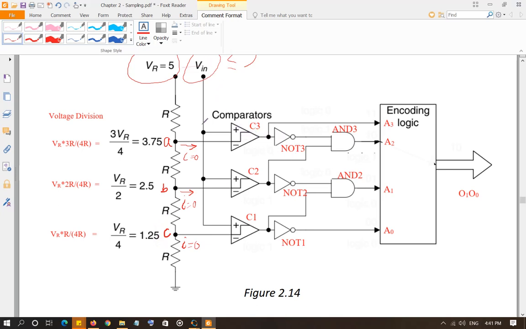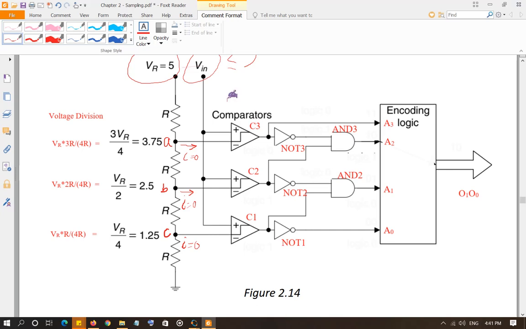Basically, comparators take the input voltage at the non-inverting input or the positive input of the comparator and compare that voltage against whatever the voltage is at the inverting input or negative input. If the positive value, that is the input voltage, is greater than the negative value, that is the reference voltage or the voltage at node A, B, and C, then the output of the comparator is going to be 1. But if the input voltage is less than the node voltage at the negative input, then the output of comparator is going to be 0.